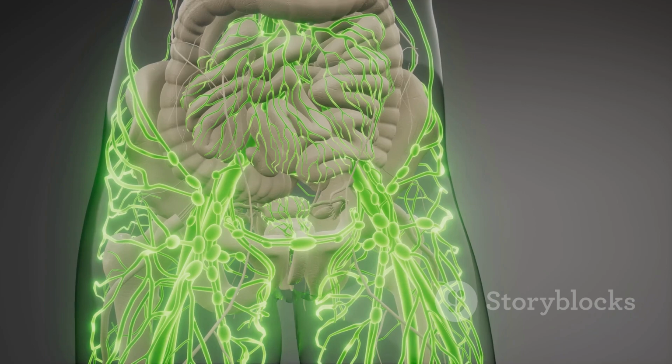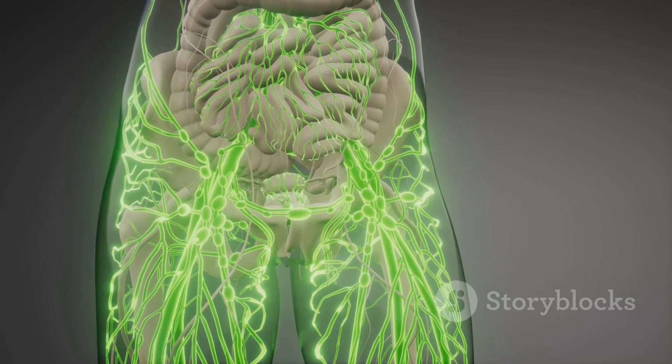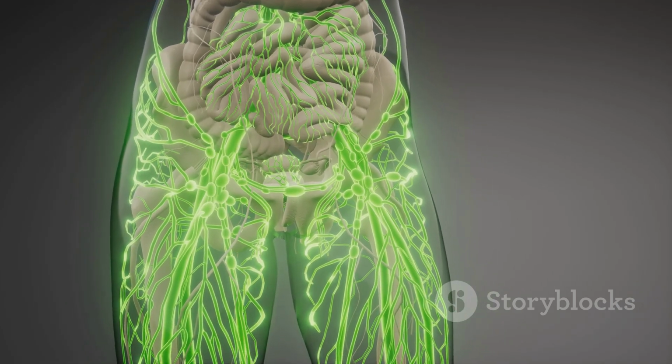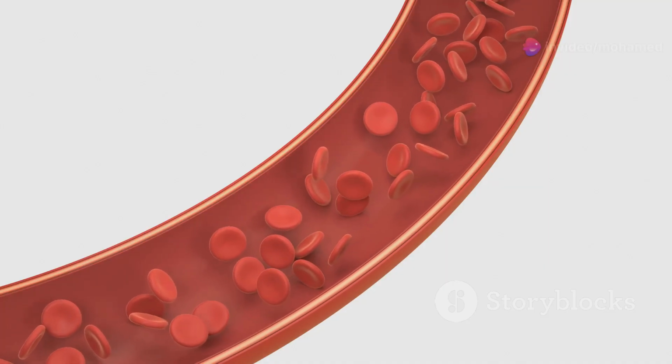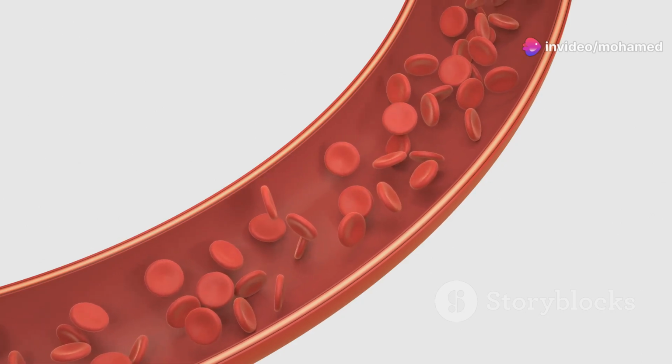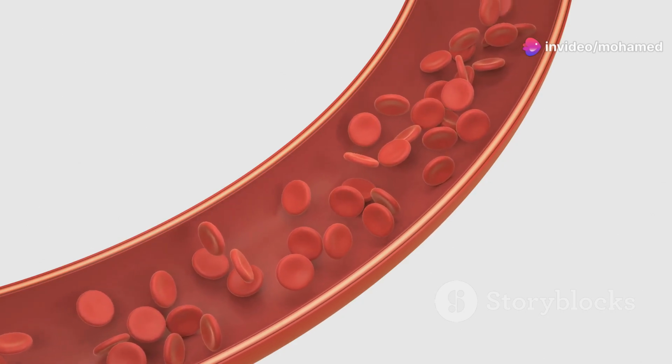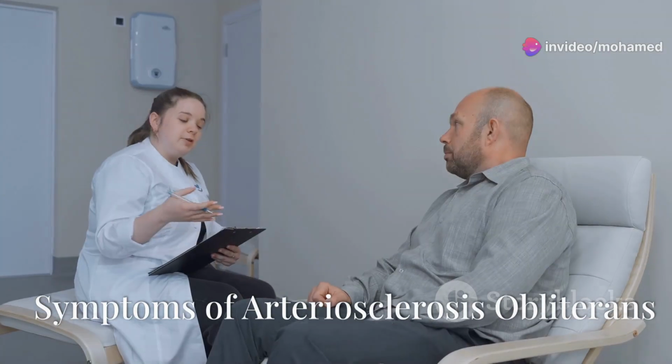In addition to arteries and veins, we've got the lymphatic system, which is like the body's drainage network. It returns fluid from the tissues to the blood and helps with immune functions by filtering out cellular debris and bacteria.